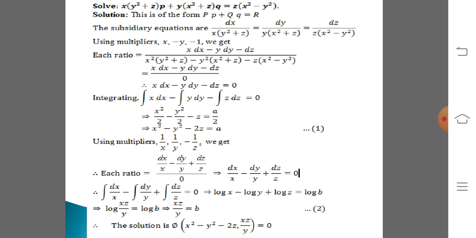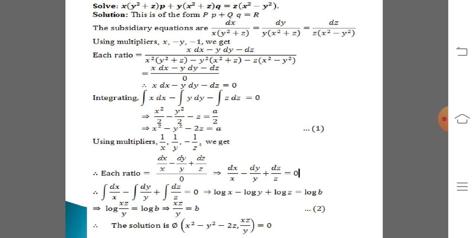Similarly, you choose another set of multipliers 1 by x, minus 1 by y, 1 by z. Then each ratio in the auxiliary equation is equal to dx by x minus dy by y plus dz by z by 0. The denominator is becoming 0 automatically. So this implies dx by x minus dy by y plus dz by z equal to 0.